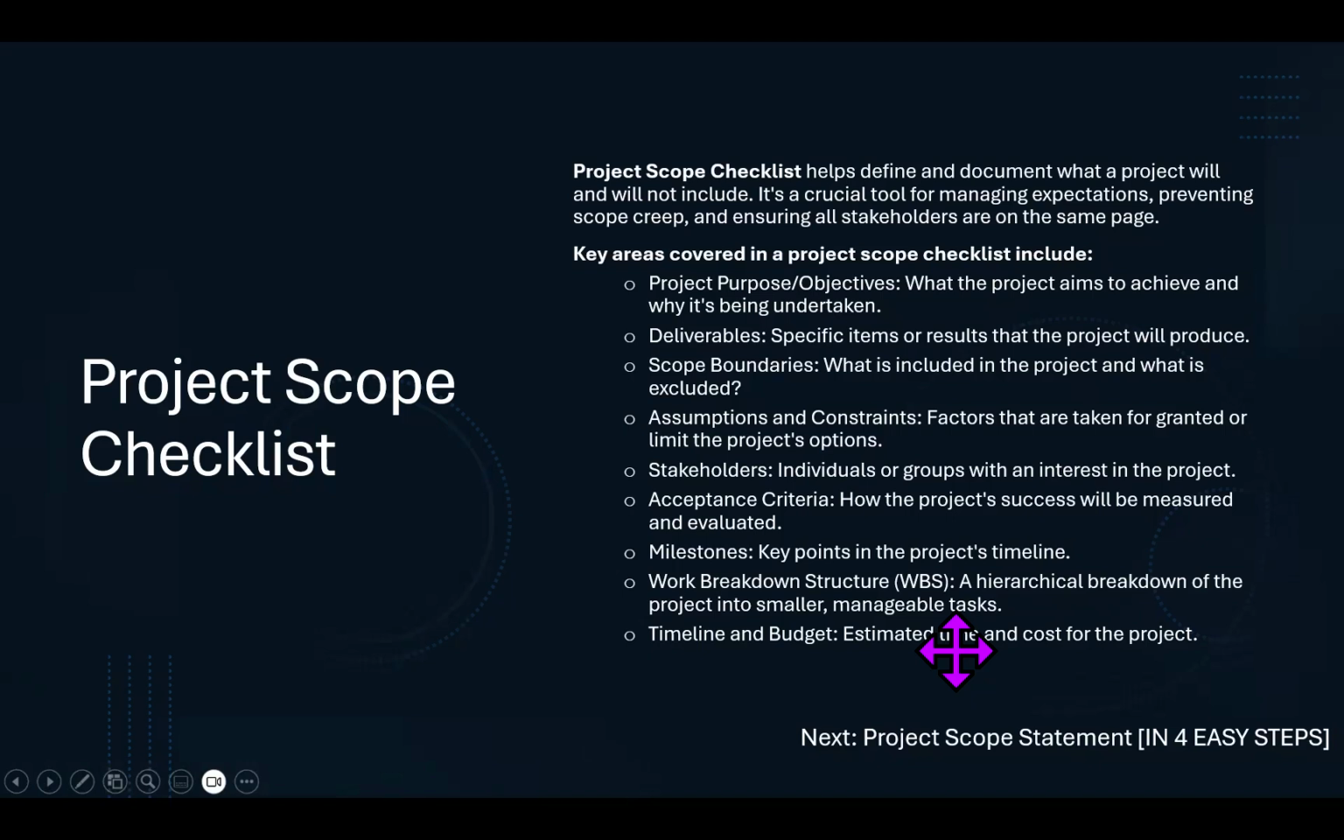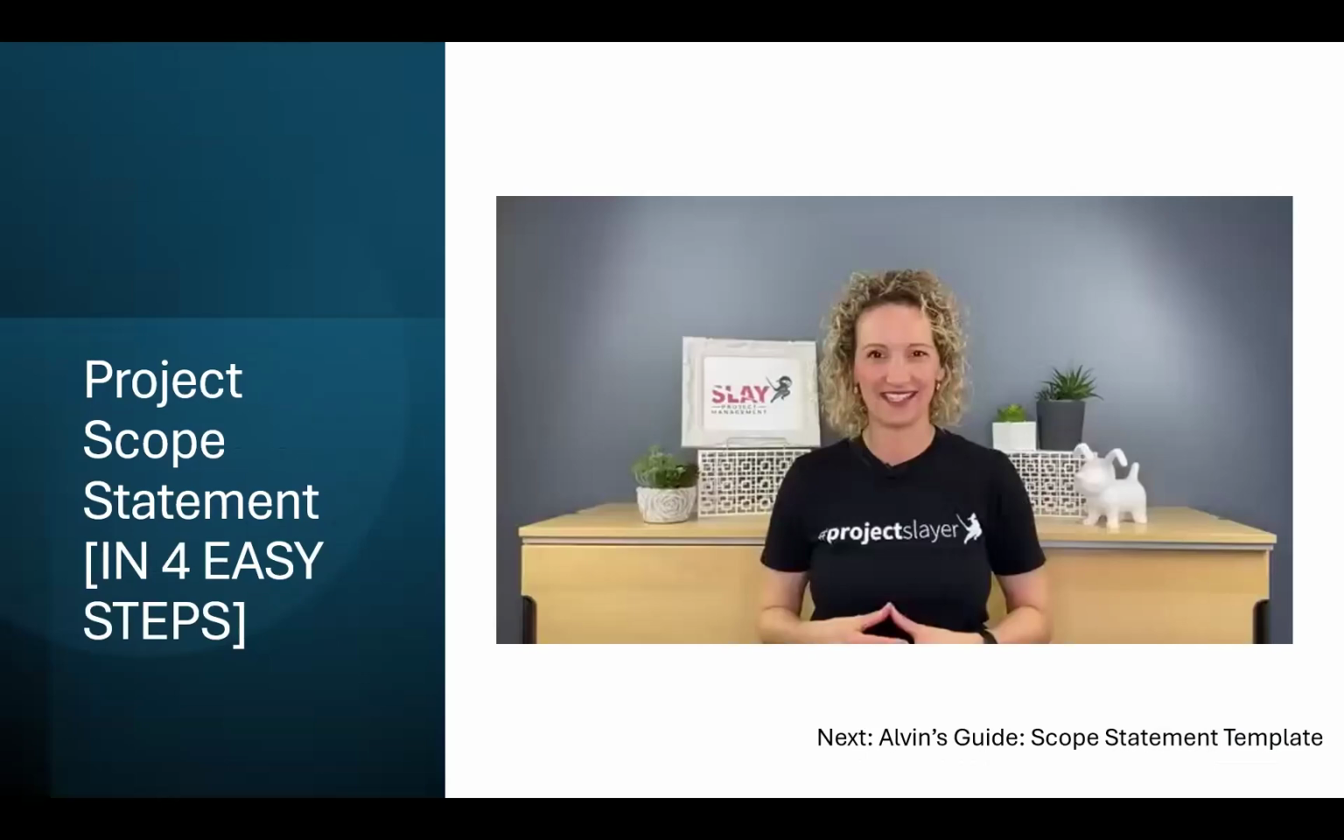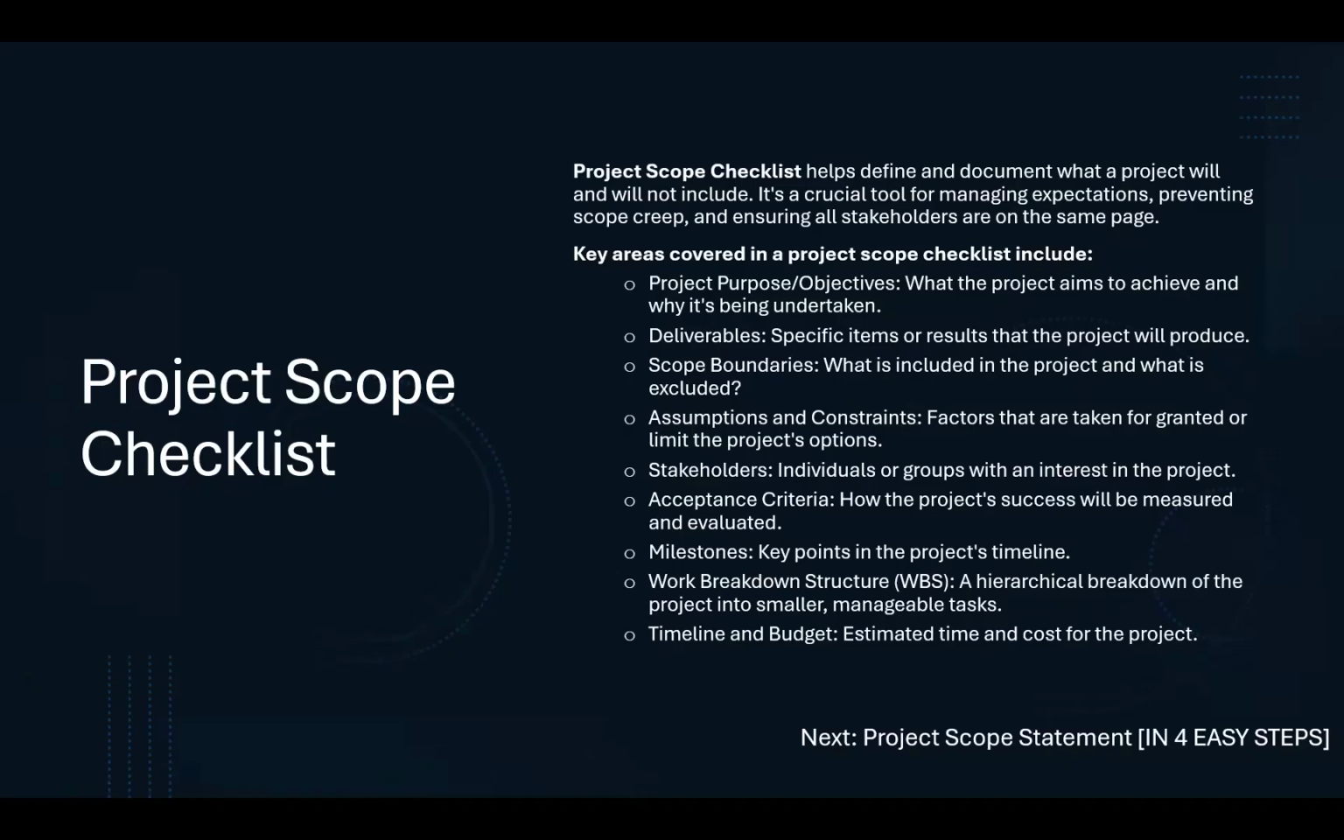Here is a project scope checklist. These are just some of the things that you want to include. The purpose, the deliverables, the scope boundaries, what are included and what are not included. Your assumptions, constraints, who will your stakeholders be? Your acceptance criteria. Remember, we're using SMART goals and objectives. Your milestones, your work breakdown structure, timeline, and budget.